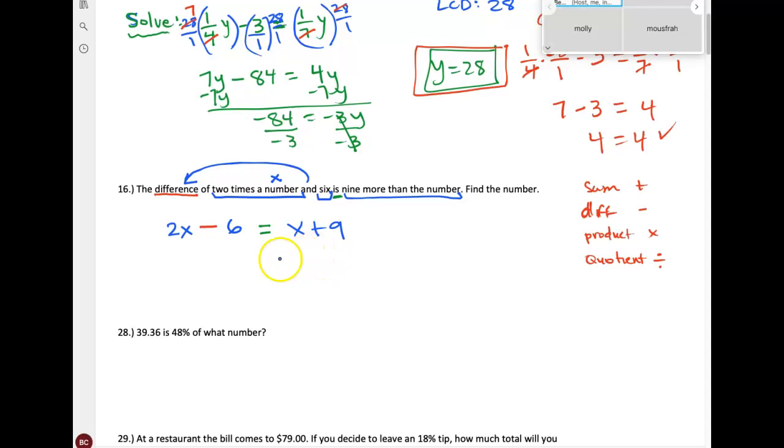So let's do this. Let's get our x's on one side, and let's add the 6 over to the right side. So I'm left here with x equals 15. That would be my answer. 15 would be my number there.